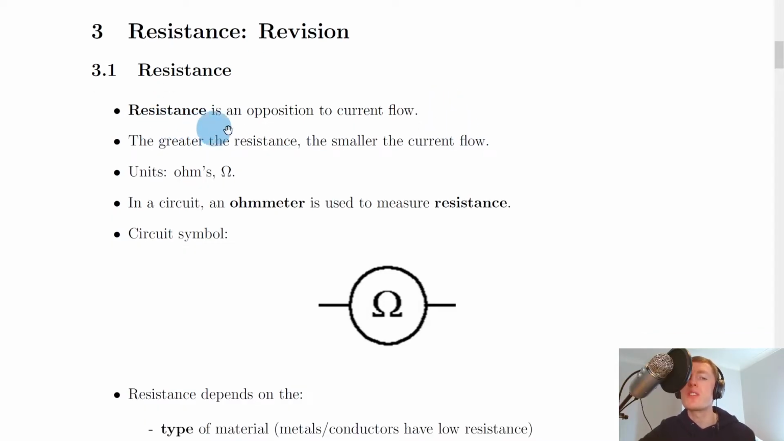Well, remember resistance is in opposition to current flow, so if current is flowing in one direction around your circuit, resistance will act against that current flow to stop it from flowing. We therefore say the greater the resistance, the smaller the current flow, so they're almost like opposites. And the units of resistance, remember, is ohms, with this Greek letter omega as the symbol.